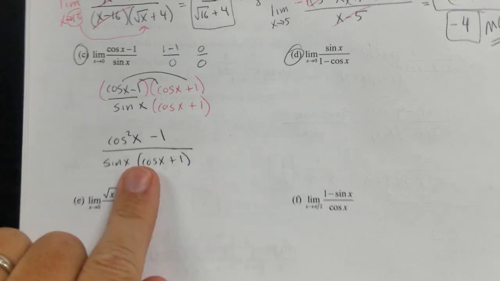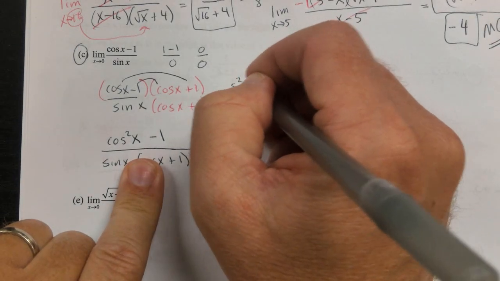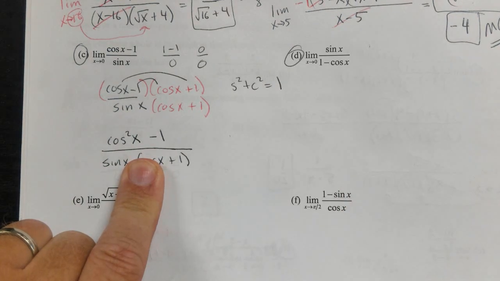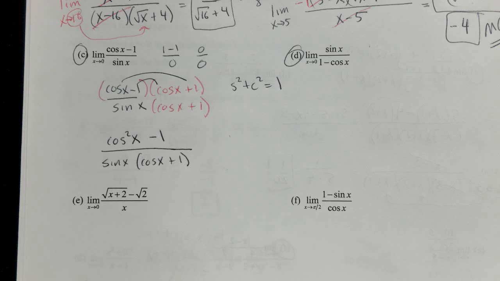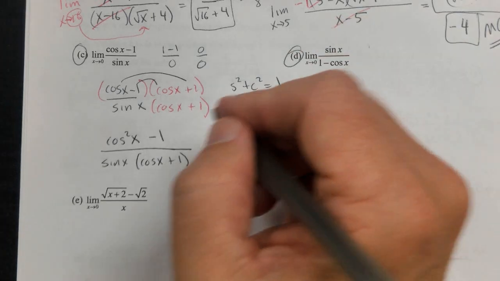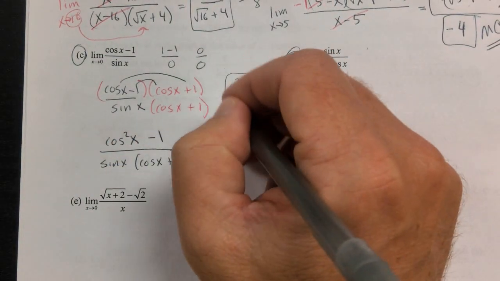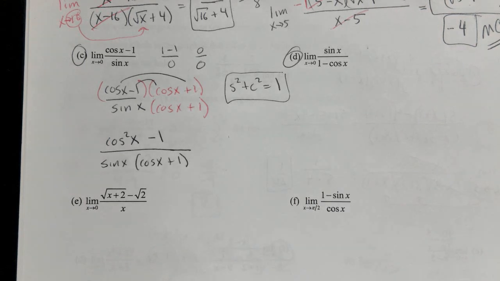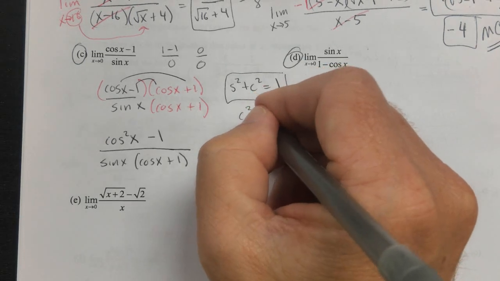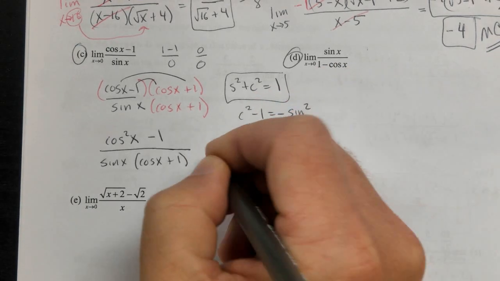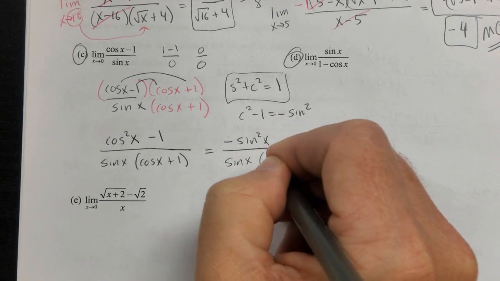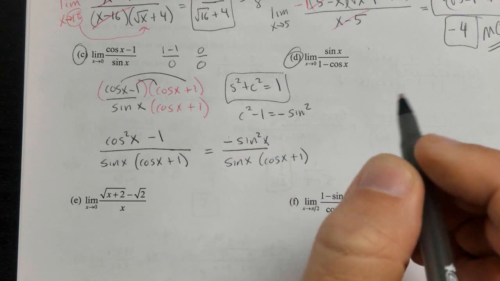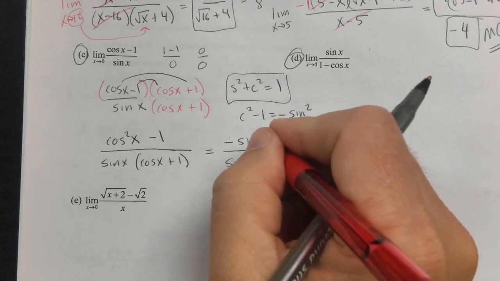But the top equals something. Sine squared plus cosine squared is 1. So if we rearrange that, what does cosine squared minus 1 equal? Careful, negative sine squared. Again, you don't memorize every possible iteration of this thing. You know the first one, and then you move things around as needed. So cosine squared minus 1 would be negative sine squared. So negative sine squared over cosine of x plus 1. So one of the signs will cancel.